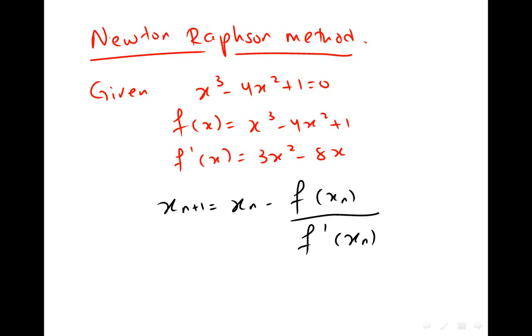Now here we're not given any interval. We don't know what the root is between, so I have to search for the interval by myself. I'll write the equation again. f of x equal x cubed minus 4x squared plus 1.